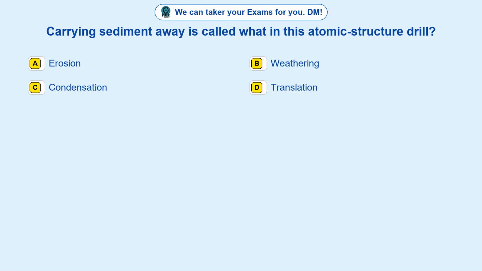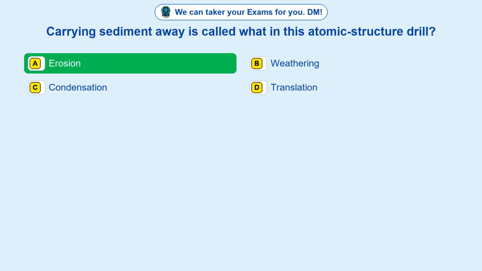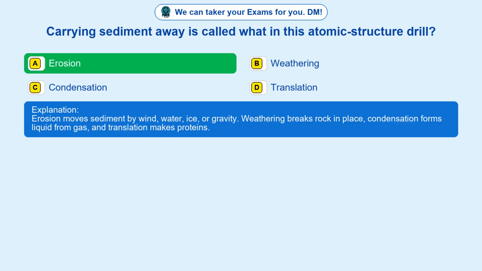Question 82. Carrying sediment away is called what in this atomic structure drill? Option A, erosion. Option B, weathering. Option C, condensation. Option D, translation. The correct answer is option A. Erosion. Erosion moves sediment by wind, water, ice, or gravity. Weathering breaks rock in place, condensation forms liquid from gas, and translation makes proteins.